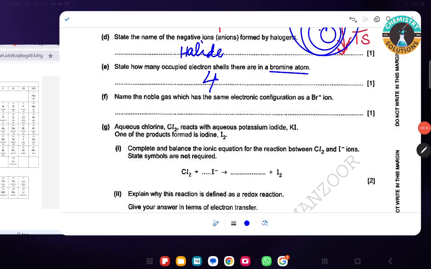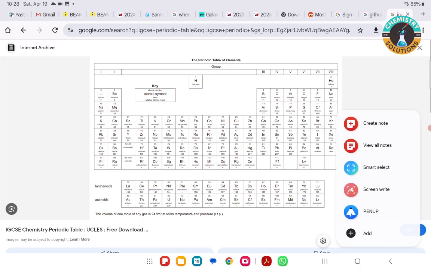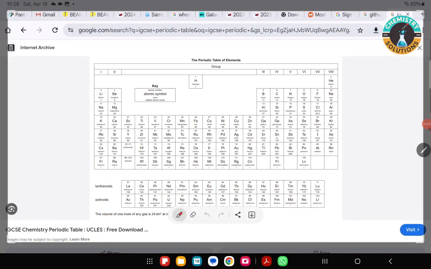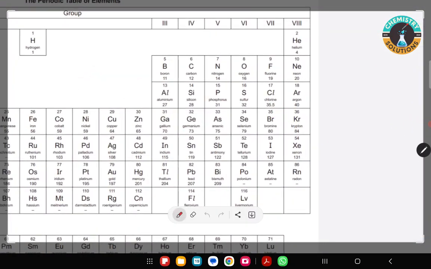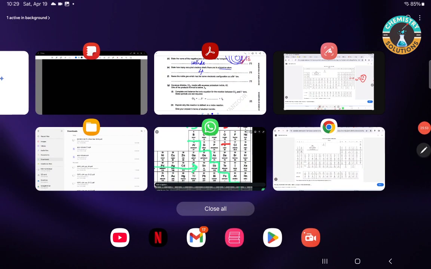So the question is very demanding. Now if we see, there are 35 electrons in the bromine atom, but the bromide ion will gain 1 electron and will have 36 electrons, whereas krypton has 36. So the bromide ion will gain the electronic configuration like krypton.